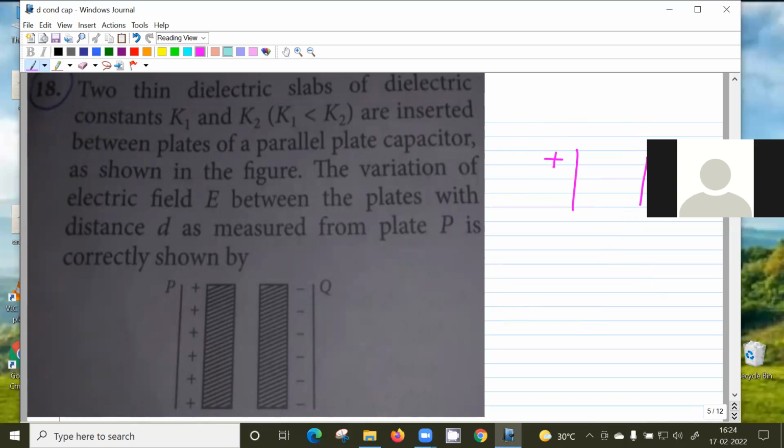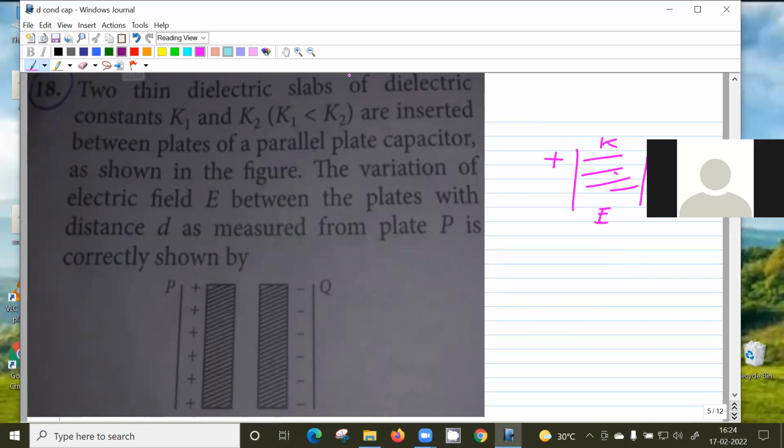One plate will be positive, another will be negative, right? So there will be some electric field. Let that value be E. See, this is air or vacuum. Now if we introduce a dielectric of dielectric constant K in between these two plates, what will happen to the electric field inside?